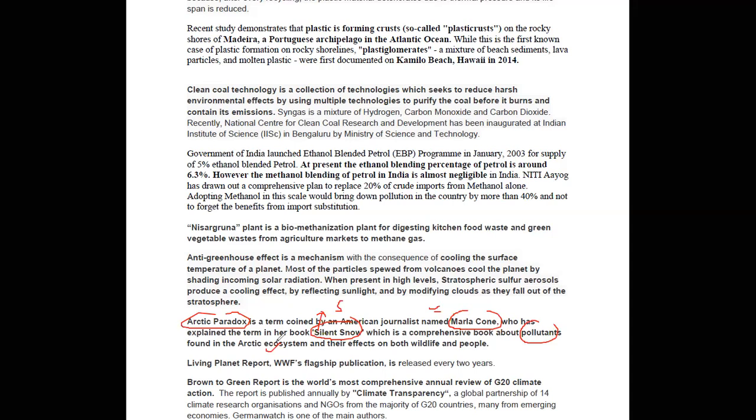And here also, different questions can be asked. Marla Kohn is associated with which particular book? Silent Snow. And this is dealing with what? This is dealing with the Arctic paradox, which is about pollutants in the Arctic region.